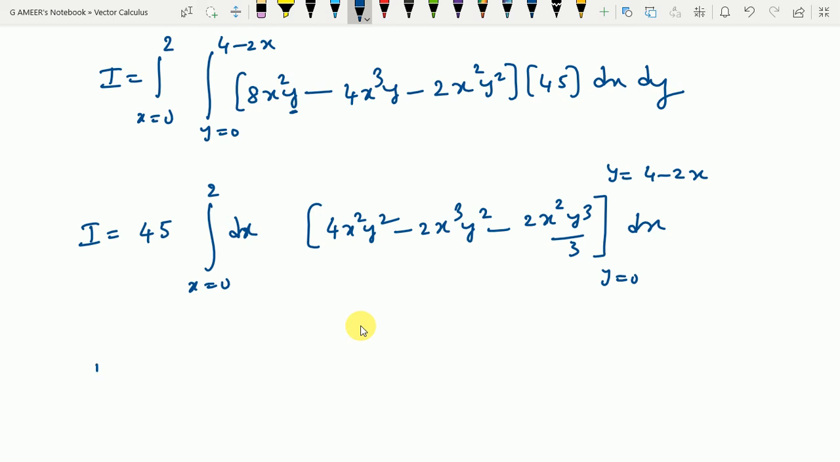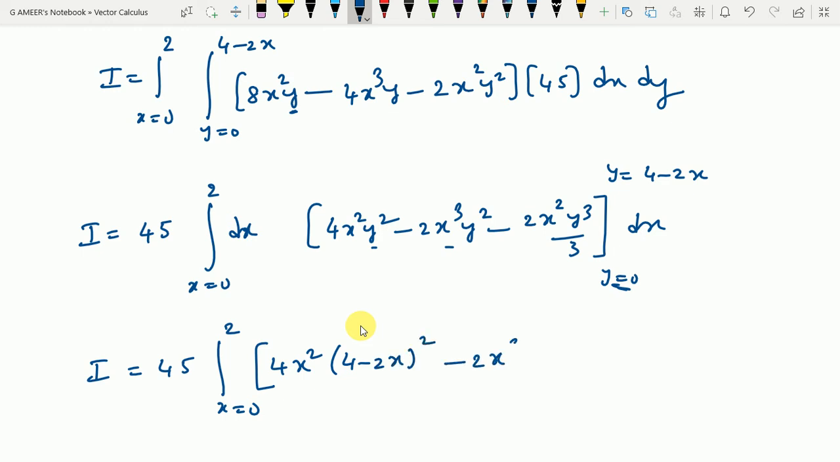Okay, then it will become I is equal to 45 into the integral from x equal to 0 to 2. So 4x square, upper limit y. Only the upper limit contributes; the lower limit y equal to 0 gives 0. So 45 into 4x square (4 minus 2x) whole square minus 2x cube (4 minus 2x) whole square minus 2 by 3 x square (4 minus 2x) whole cube into dx. Okay, fine.